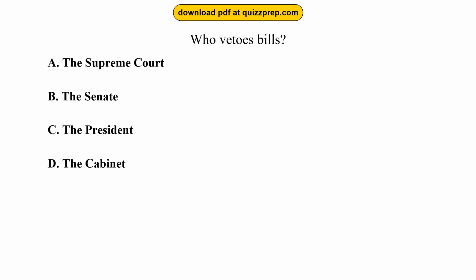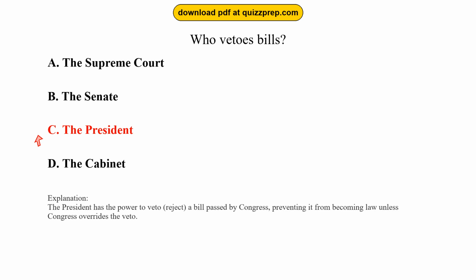Question 38. Who vetoes bills? Option A. The Supreme Court. Option B. The Senate. Option C. The President. Option D. The Cabinet. The correct answer is option C. The President. The President has the power to veto, reject, a bill passed by Congress, preventing it from becoming law unless Congress overrides the veto.